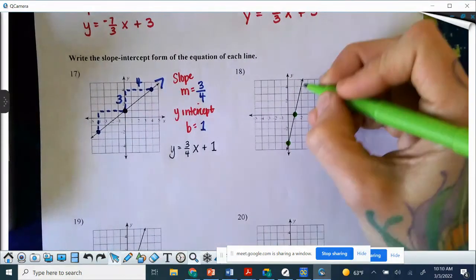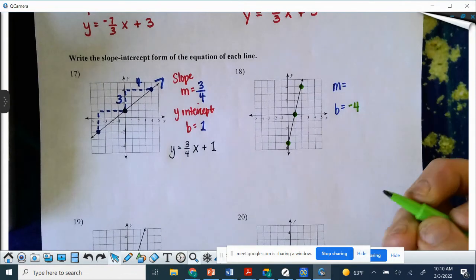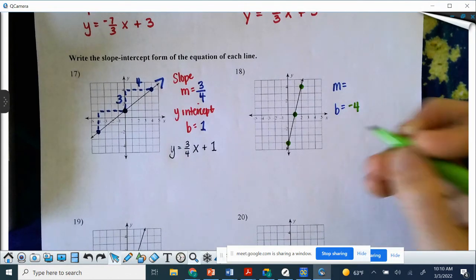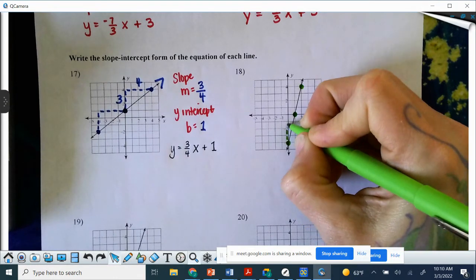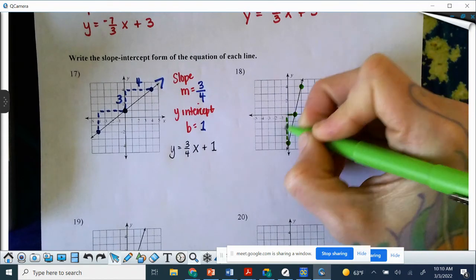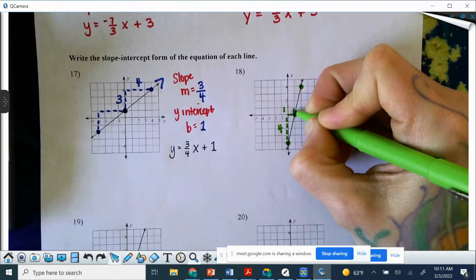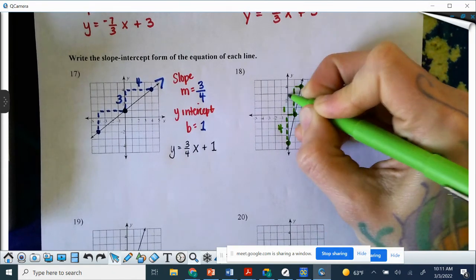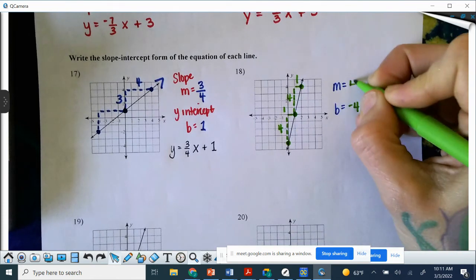And then we have another one up here. Again, we have a positive line, so we know our slope is going to be positive. So 1, 2, 3, 4, 1. We need to make sure it happens again, that 4 by 1. And then 1, 2, 3, 4, 1. 4 by 1. So it looks like our slope is a positive 4 over 1.